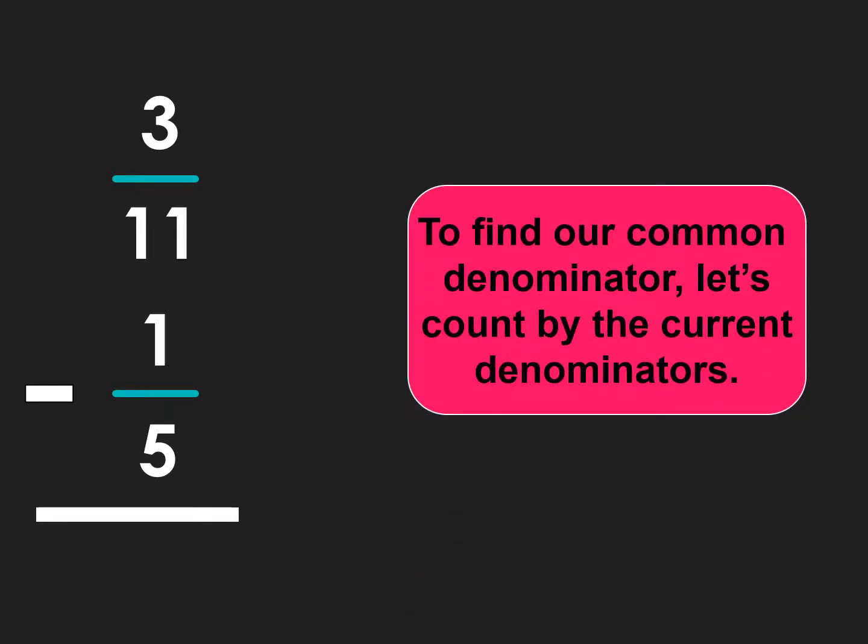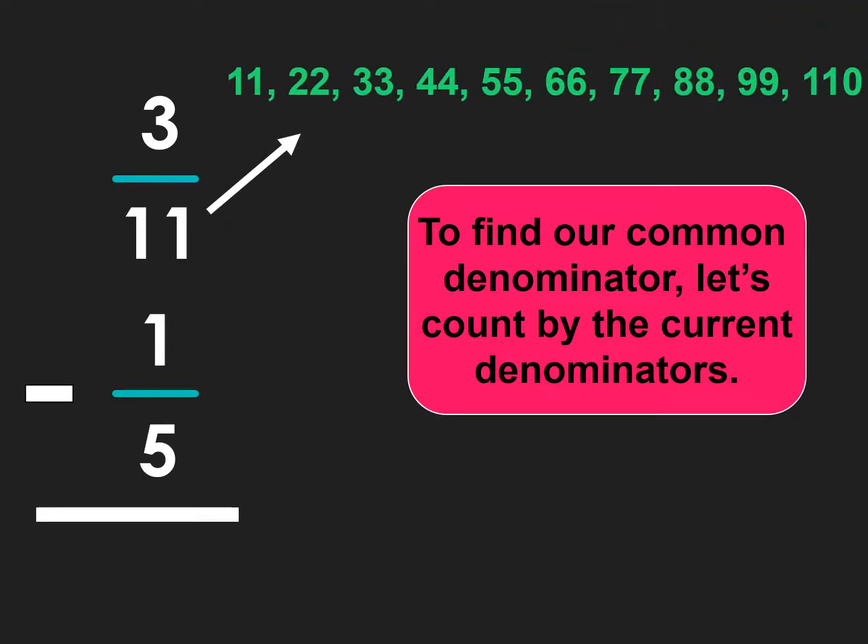Subtracting fractions works the same way. Let's try out this problem. 3/11 minus 1/5. Since these fractions have different denominators, we cannot subtract them just yet. We need to find a common denominator. Let's start by counting by 11. 11, 22, 33, 44, 55, 66, 77, 88, 99, and 110.